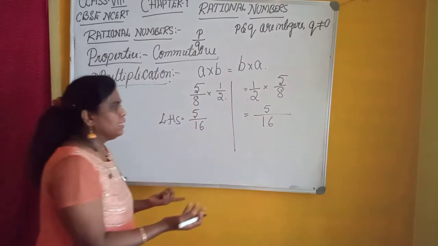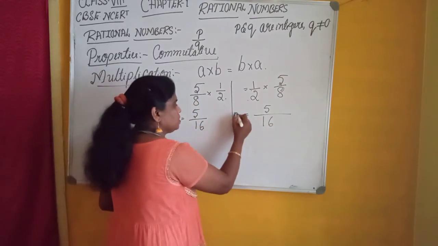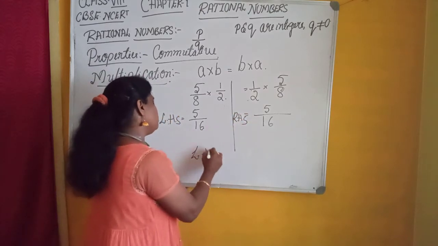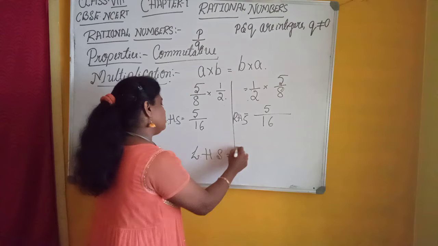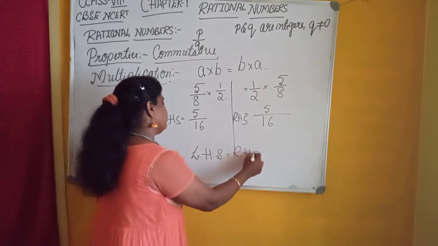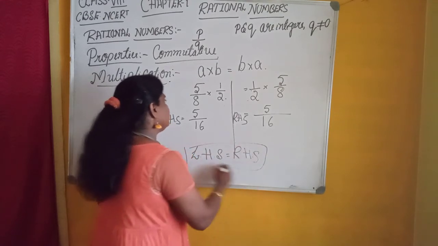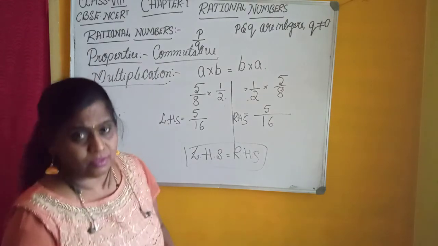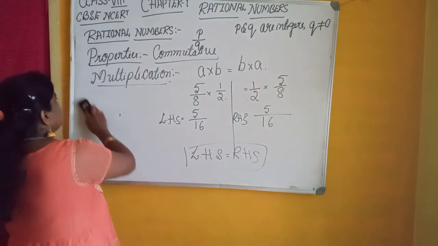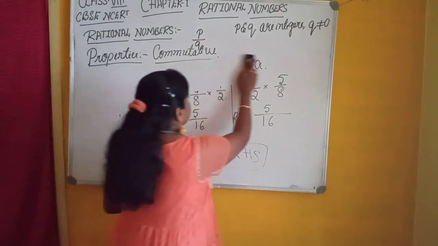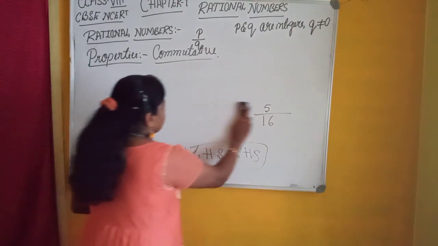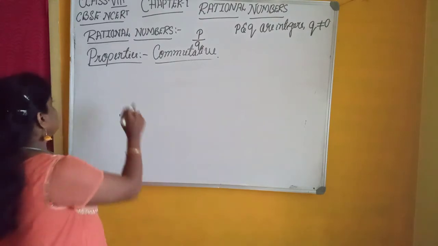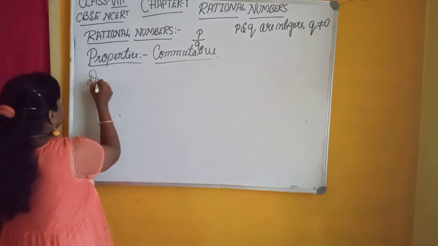What we got? The LHS is the same as the RHS. Therefore, the commutative property of multiplication holds good for rational numbers. Now let us move on to division. Check for division of two rational numbers.